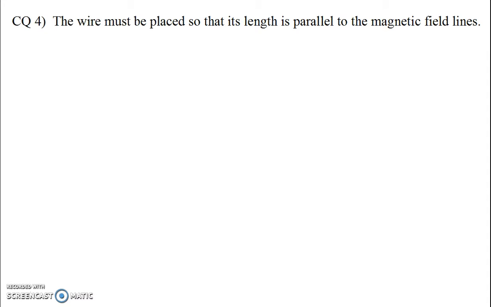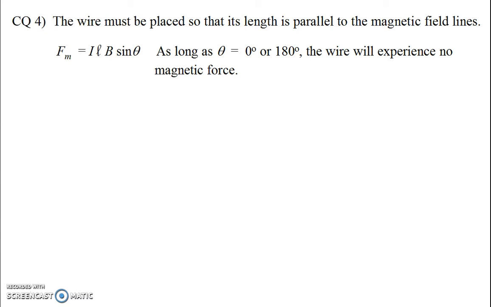And of course, as always, we look at an equation. This one is F sub m equals ILB sine theta, because we're talking about a wire with current, and we need the magnetic force to be 0. So we need sine theta to be 0. That means that either theta is 0 degrees or 180 degrees. So either the charge is moving with the field or against the field, it experiences no magnetic force.